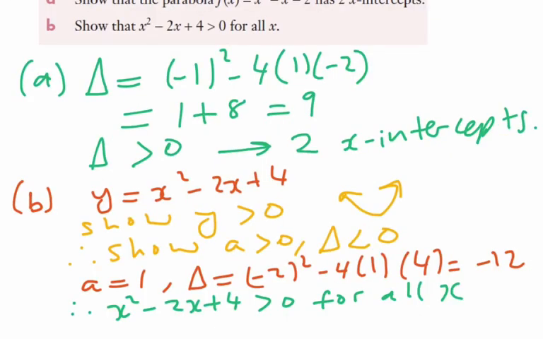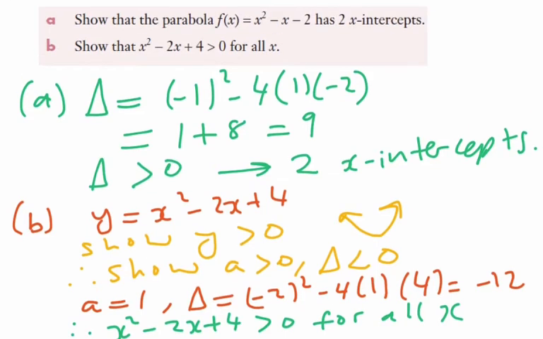So for part A here, to show that a parabola has 2 x-intercepts, you just have to show that the discriminant is positive. So we've got the discriminant equal to 9, and that means it's got 2 x-intercepts. For the last one, I'll go through that again at the beginning of the next video.